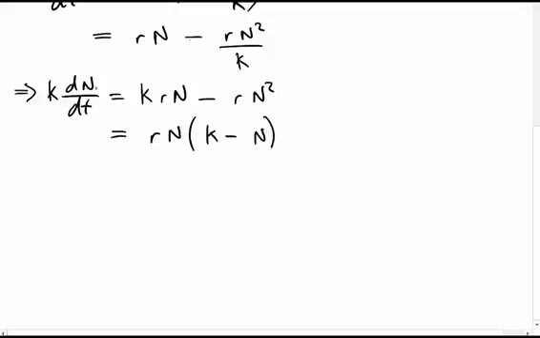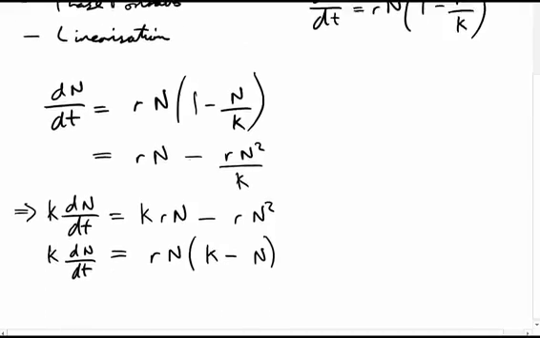k times the derivative of my population with respect to t, k times dn by dt, is equal to rn times (k minus n). That's what I'm left with, and I want to try and find n effectively. Well, I know what the equilibrium points are for this function. I've shown you in the linearization case, but in case you're not sure, I just look at this.